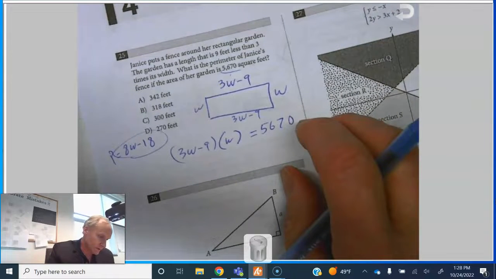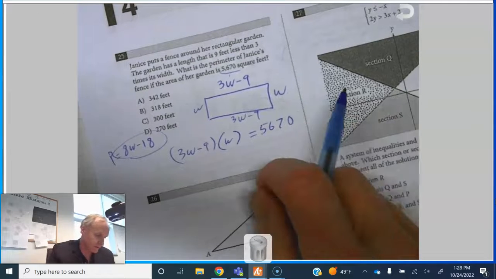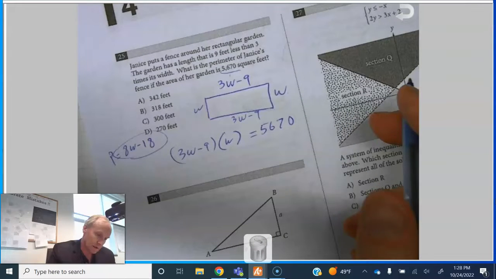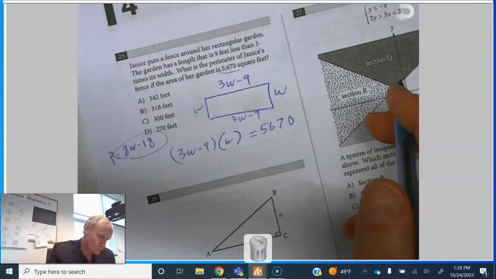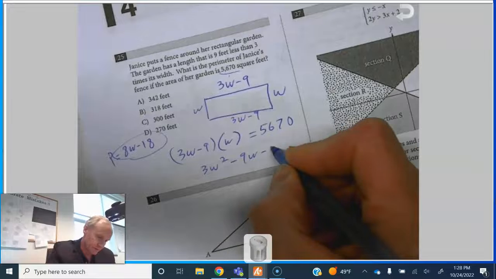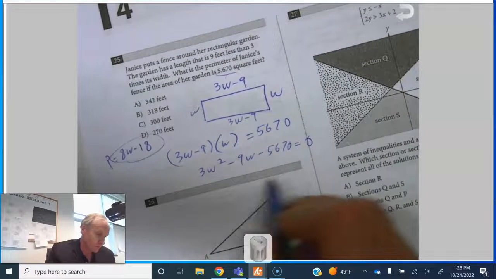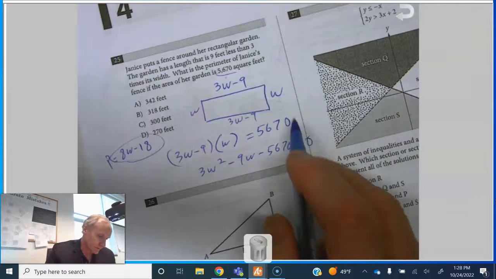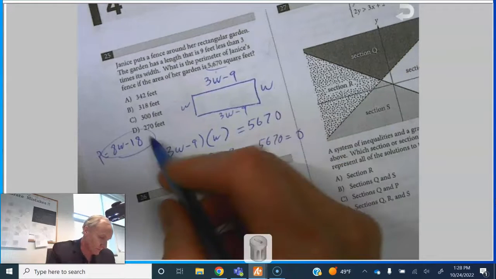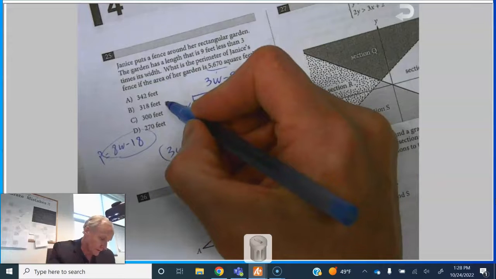I sure would like to have a graphing calculator for this. I could graph this in just a couple of seconds and get an answer. 3W squared minus 9W minus 5670 is equal to 0. We want to solve this, but we also want to get a... This is not going to work out evenly.